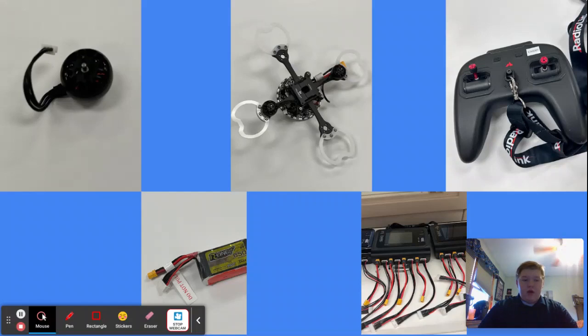On the top left, we have the motor, which basically has the propeller spin. The center is the base plate of the drone, which is what the propellers are put on, and all the electronical components. We have the controller, the batteries, and the battery chargers. Yes, these are the important parts of the drone. These are what make the drone fly.